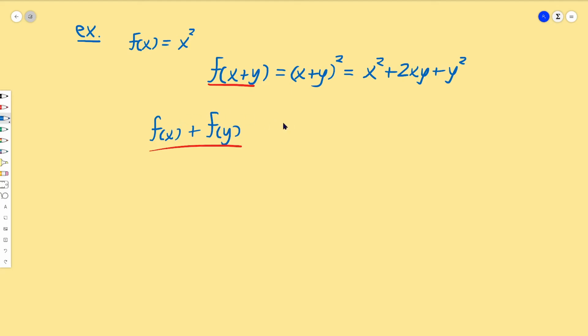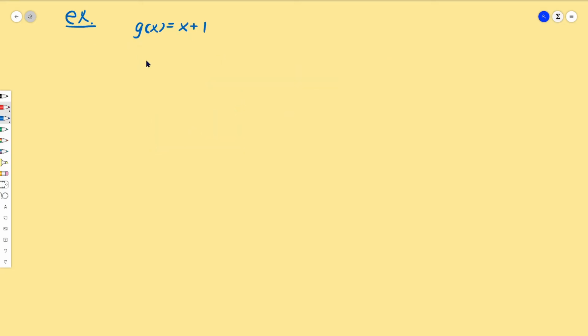Let's see if that's true. F of x is equal to x squared, and f of y is equal to y squared, which is not the same thing as x squared plus 2xy plus y squared. An example of why this isn't linear, and you'll run into a similar problem if you try to verify the preservation of scalar multiplication. Even this function, g of x is equal to x plus 1, which does graph a line on the coordinate plane, is not actually a linear map.